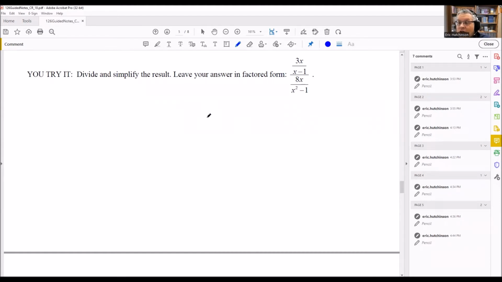Okay, so again, we want to turn this into a multiplication problem. We're going to do 3x over x minus 1. Multiply that by the reciprocal of the bottom fraction, x squared minus 1 over 8x. Once you have flipped that over and turned it into multiplication, the next step would be to factor anything that you can. Now, in this case, the only thing to factor would be the difference of squares for x squared minus 1. So you can do x plus 1, x minus 1, and in the bottom we have 8x.